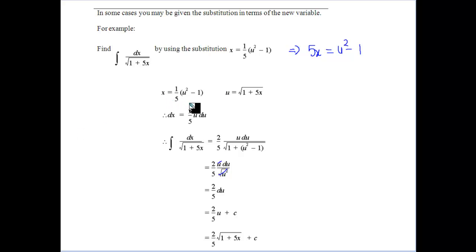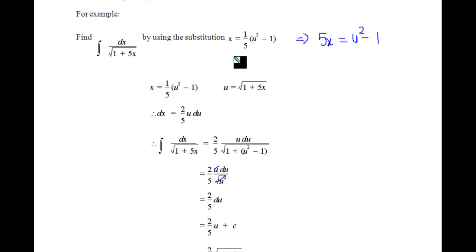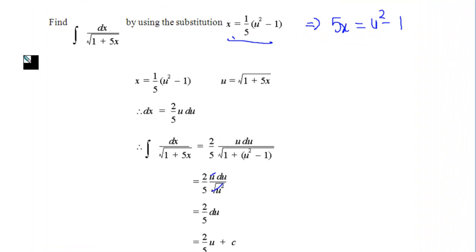So in these types of problems, what we want to do is have a look at substitution, where instead of the u being equal to a function in terms of x and then using the new variable, we have the x as the old variable in terms of the new variable. So in this case, we're given the substitution x is equal to 1/5 of u squared minus 1. Now, like problems you've done already, you can manipulate this function however you like.